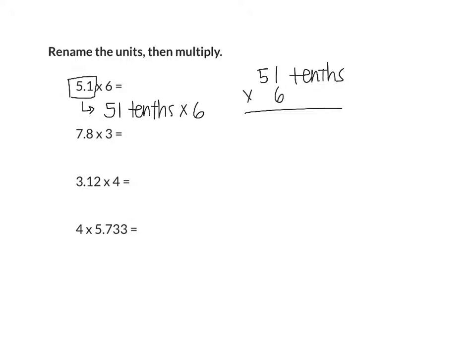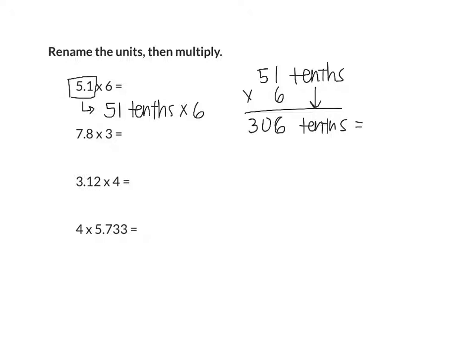Now I can multiply. Whenever I want to multiply using the standard algorithm vertically, I cannot do it if there's a decimal point there. Do you guys see that? See how there's no more decimal point. Now I can multiply. What's 6 times 1? 6. What's 6 times 5? 30. Great. So 51 times 6 is 306. But what's my unit? Tenths. Good.